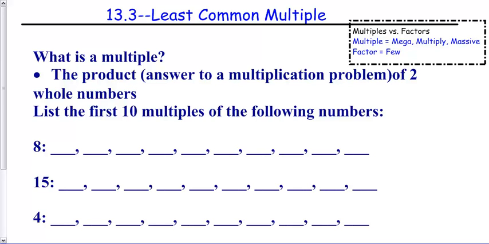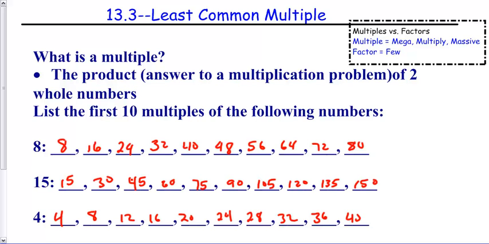Okay, we're finding multiples. And what is a multiple? A multiple is a product of two whole numbers. By the way, the answer to a multiplication problem is a product. So what I'm asking you to do here is list the first 10 multiples of 8, 15, and 4. When you start here, make sure you list 8 there. So go ahead and give the video a pause, try it, and see how you did.